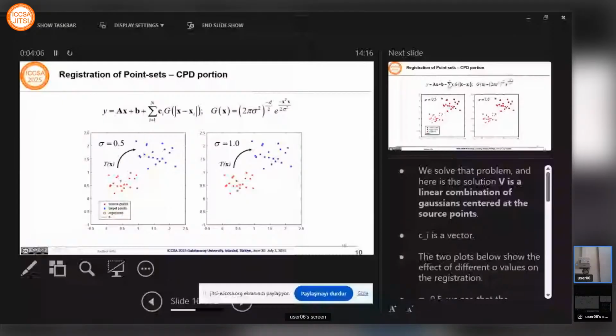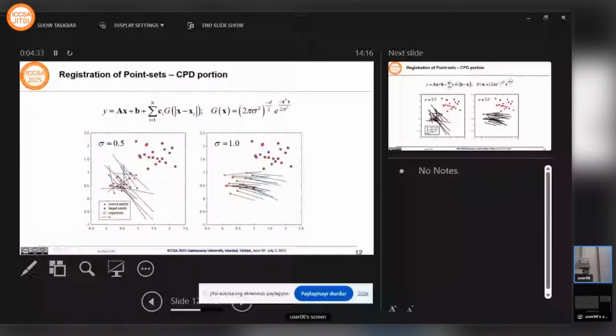Our Gaussians have this parameter sigma, and this sigma is very important for this algorithm. And the way it works is that I have two different values of sigma, and I'm trying to register source points to target points with different sigma. So I register them, and this algorithm ensures exact registration of anchors. However, if I plot the Lagrange multipliers, which is kind of indicative of the coherence of your registration, you see that a larger sigma gives you a more coherent movement of your source points.